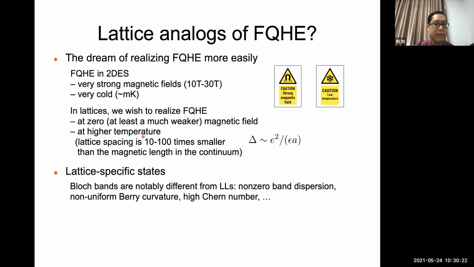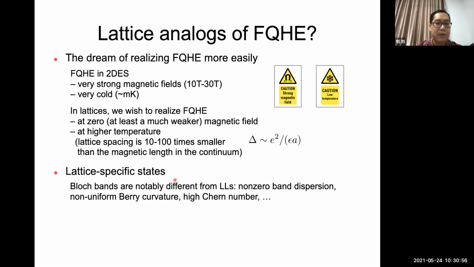Well, because the lattice spacing is 10 to 100 times smaller than the magnetic length in the continuum, if we estimate the energy gap by the Coulomb interaction, naively, we would expect that in lattices, the energy gap is 10 to 100 times larger than in the continuum. So if we can realize the fractional quantum Hall effect in lattices, it could survive to much higher temperature than in the continuum.